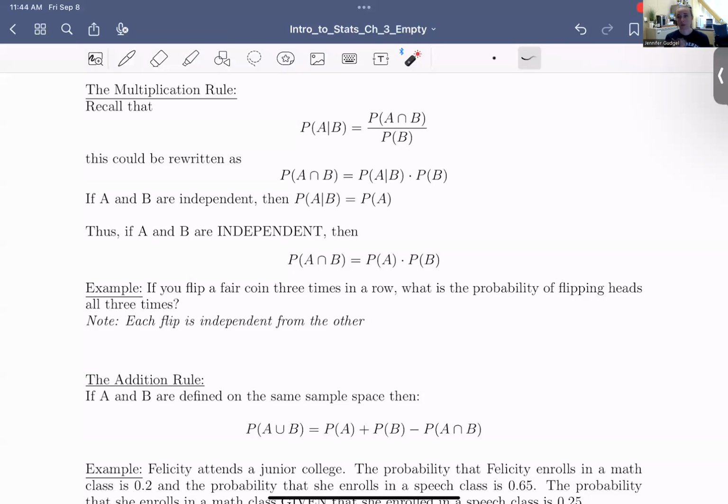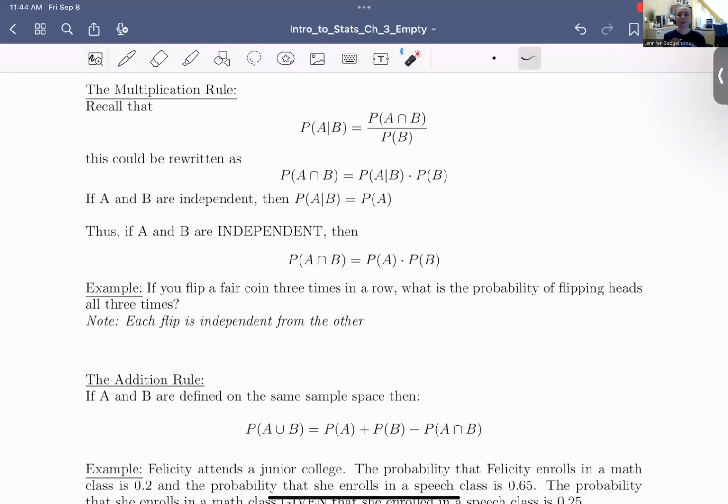So let's think about this. If we're flipping a coin, here we're flipping it 3 times. Each one of those is not affected by the before or the after. Just because I flip heads on the first one doesn't mean that I'm definitely going to flip heads or definitely going to flip tails on the second one. They are independent of each other.